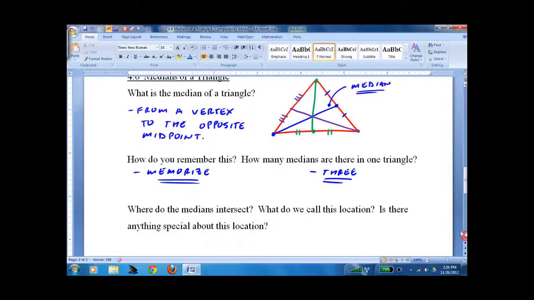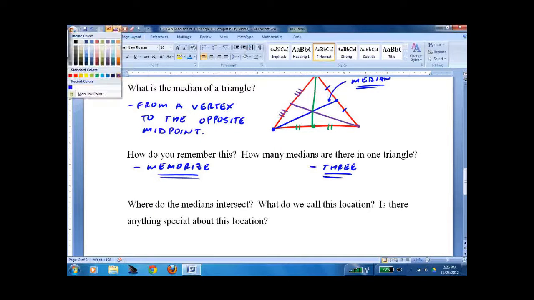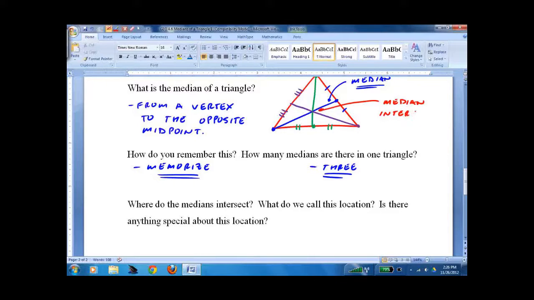So, where do the medians intersect? Because they do all intersect in a point here. We call it the centroid. Yes, you'll need to know that.